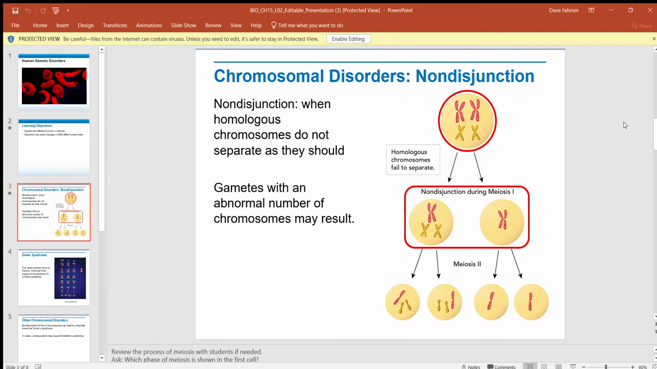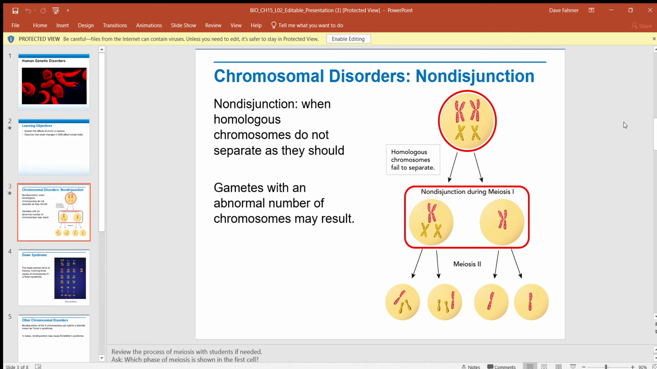The main thing we want to talk about today, and I'm actually going to send a video along with this describing exactly, specifically, how this works, is non-disjunction. We've mentioned it before. We've talked a little bit about it, it might have been back in chapter 13, chapter 12, how this can cause chromosome number problems. Non-disjunction is when homologous chromosomes do not separate as they should during the process of meiosis.